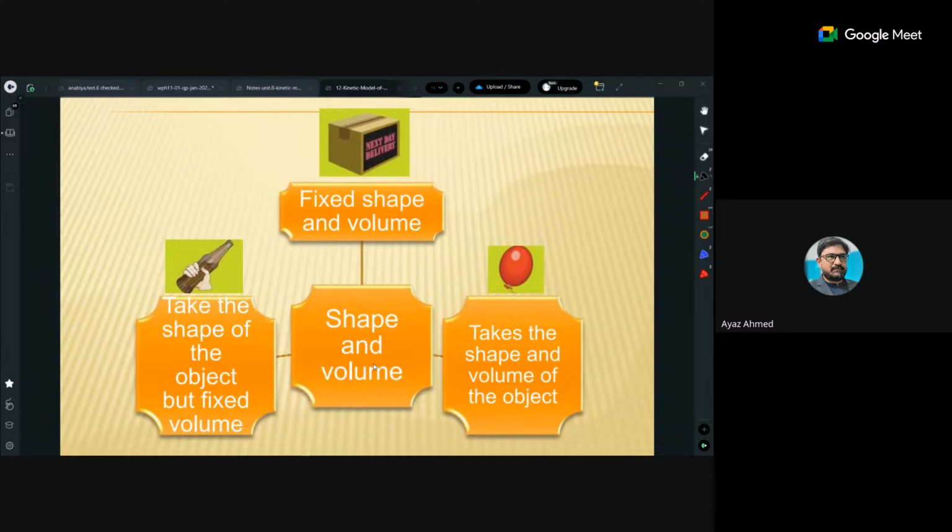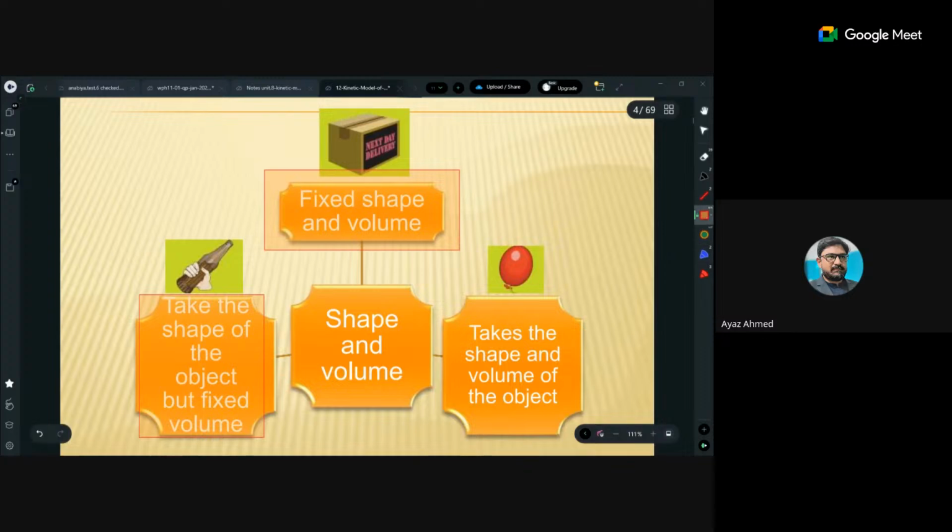Here are solids, liquids, and gases. They have some common areas and differences as well. Solids are of fixed shape and volume. And what about liquids? Liquids have fixed volume but not fixed shape, so they will adopt the shape of every vessel in which you keep them.